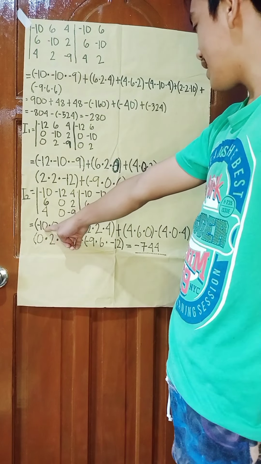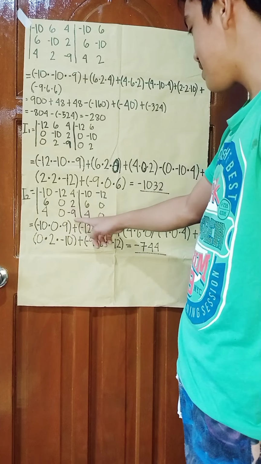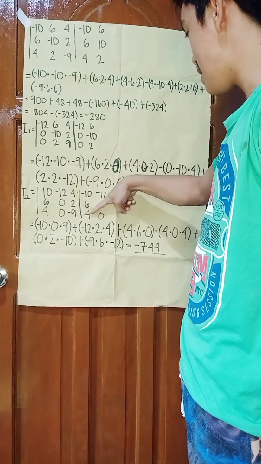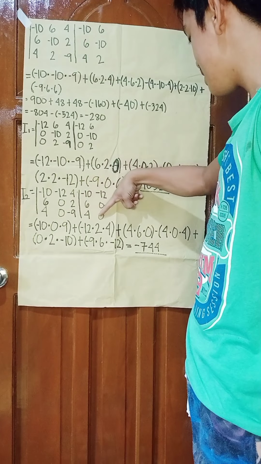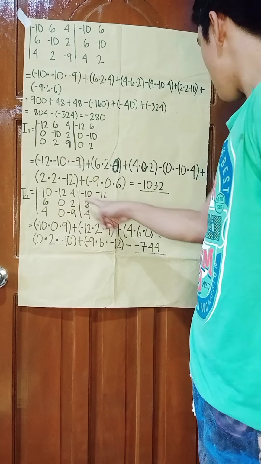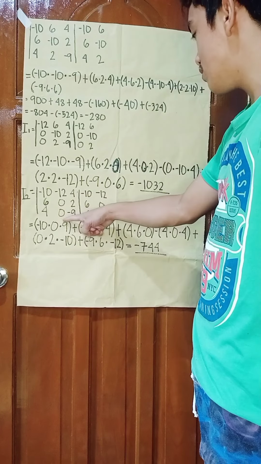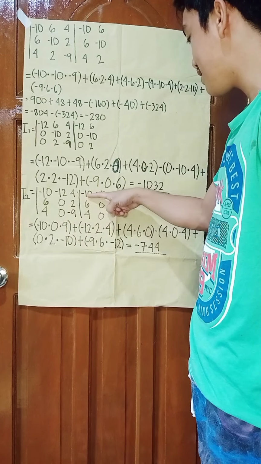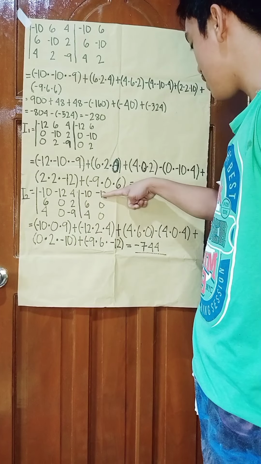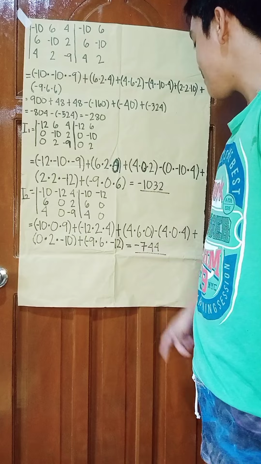Next is I2. So negative 10 times 0 times negative 9 plus negative 12 times 2 times 4 plus 4 times 6 times 0 minus 4 times 0 times 4 plus 0 times 2 times negative 10 plus negative 9 times 6 times negative 12 is equal to negative 740.